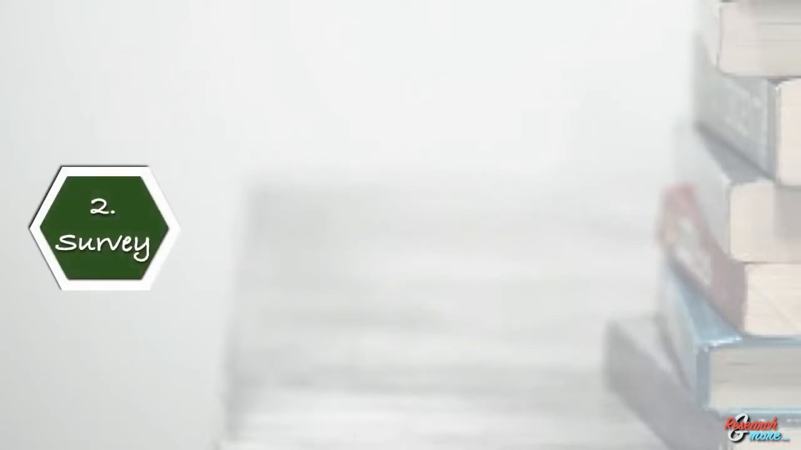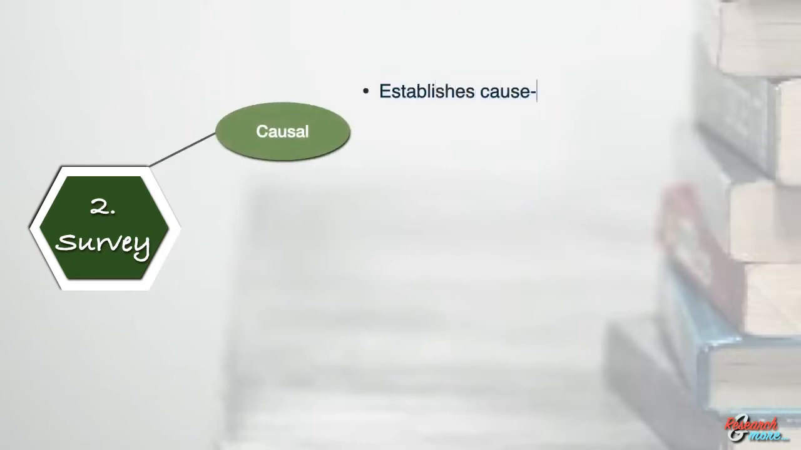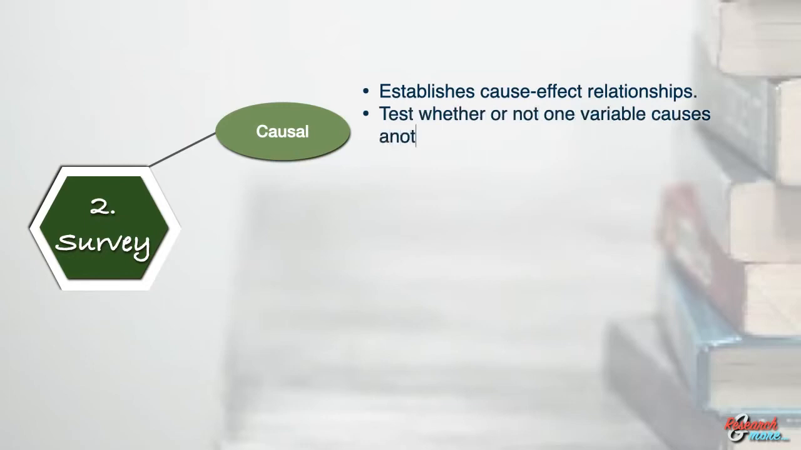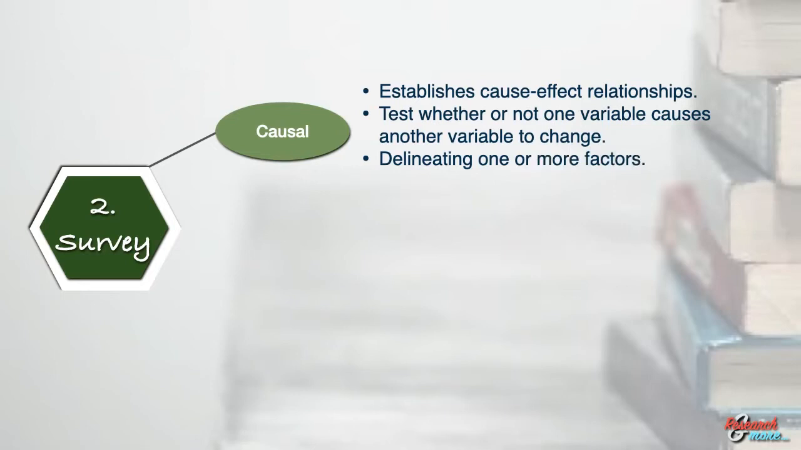A survey is a strategy used in a causal study, a correlational study, and studies involving hypothesis testing. A causal study establishes cause-effect relationships among variables. It tests whether or not one variable causes another variable to change by delineating one or more factors.